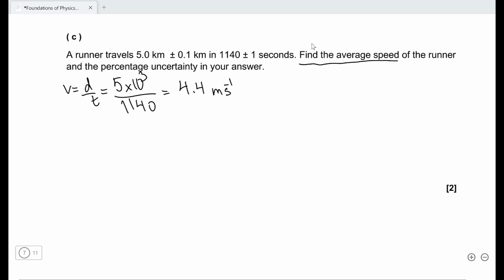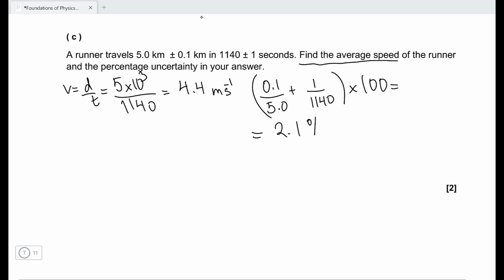So to find the percentage uncertainty in the distance, I'm going to do 0.1 over 5.0 plus the percentage uncertainty in the time, which is 1 over 1140. Multiply them all by 100, and let's put that into a calculator, which is going to give me about 2.1%. So we are certain of the speed of our runner to be 4.4 meters per second, plus or minus 2.1%.